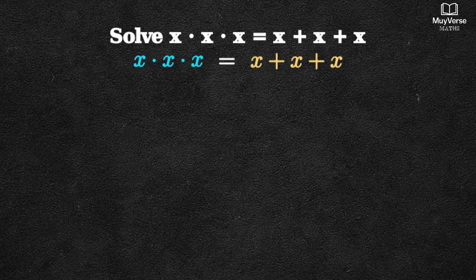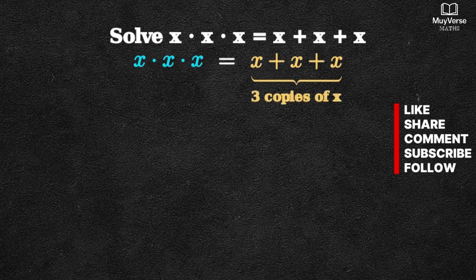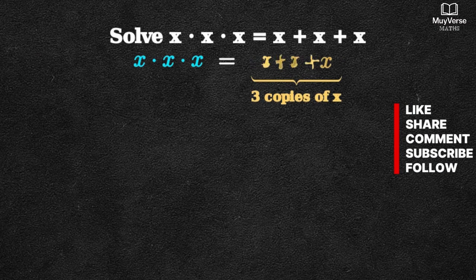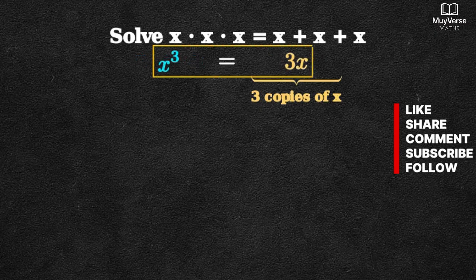Step 1. Simplify each side. On the right, x plus x plus x means 3 copies of x. So the right side becomes 3x. On the left, x times x times x is x to the third power.